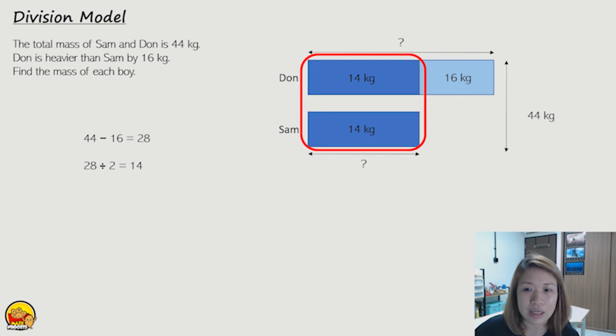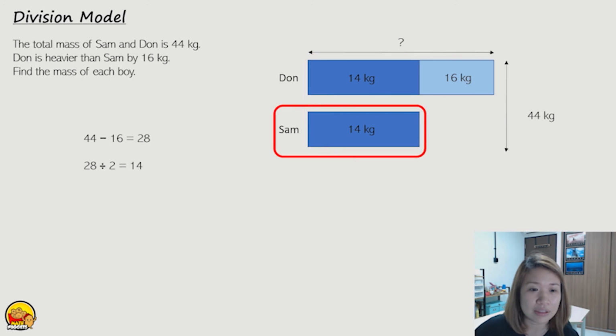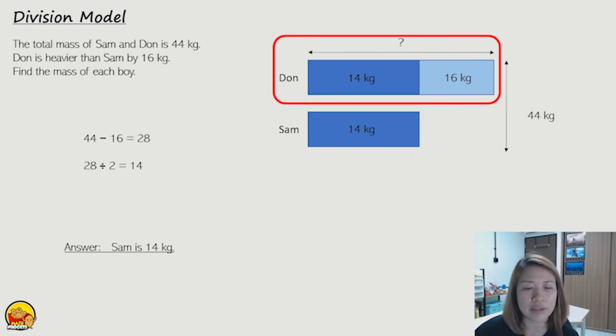Alright. Now, we need to find Sam. So I think we already found Sam, isn't it? Sam is 14 kg. That's the 1 unit over there. Okay, now let's look at Dawn. How heavy is Dawn? Dawn is there, okay. So Dawn would be made out of two parts, right? Which is 14 kg and the second part, 16 kg. So meaning the mass of Dawn would be the whole thing, which is 14 plus 16. And that adds up to 30 kilograms. So Dawn is 30 kg.